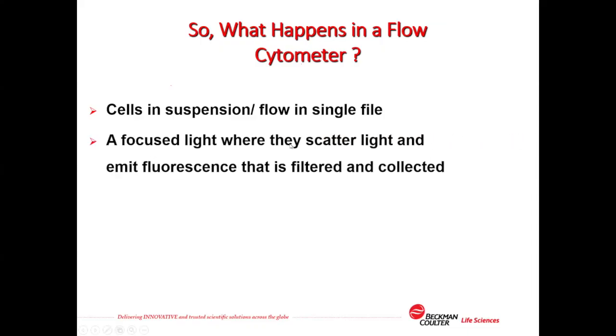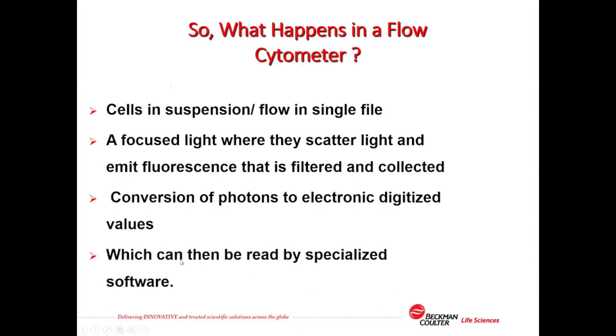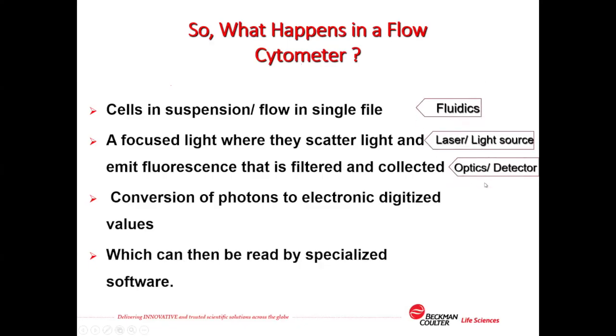Focused light will hit the cell, where scatter of light will happen, forward scatter and side scatter, and parallelly emission of fluorescence from the fluorochromes attached to the cell will happen. And this light should be filtered and collected, right? Which is done by optics. Third, conversion of photons to electrons, which is done by the detectors. And finally, the data should be analyzed with specialized software. So this is done by fluidics, by laser light source, optics, and finally electronics, and then interpretation with your software. Beauty, that's the flow, right?